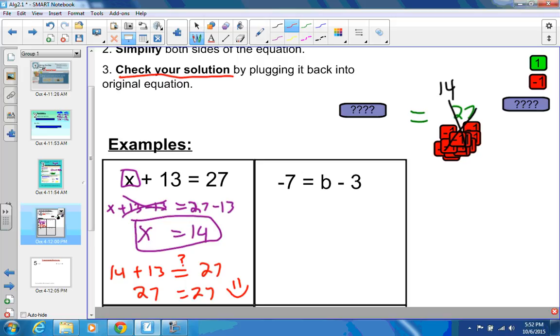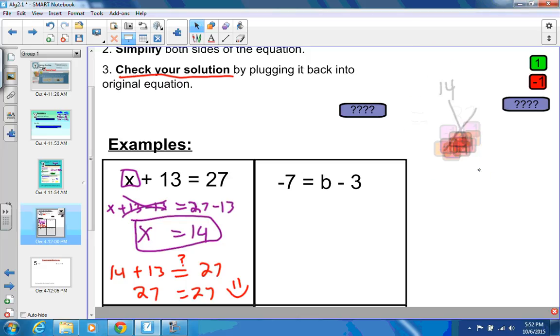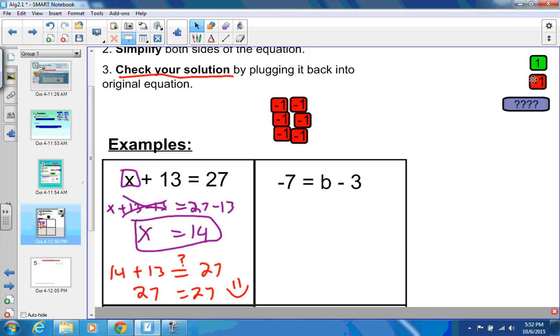All right, let's try one with subtraction. So this example right here, we have negative 7 plus b equals b minus 3. What I'm going to do right here is get rid of all this stuff. I'm actually going to get rid of this too because I don't like that one. So I have negative 7 on my one side: negative 1, negative 2, negative 3, negative 4, negative 5, negative 6, negative 7. And we're going to say that is equal to this b, this question mark, and then minus 1, 2, 3.